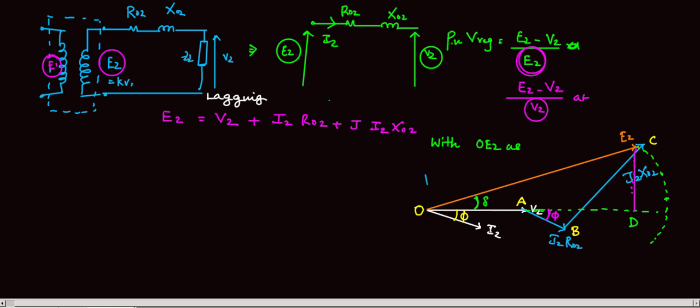So what is the voltage regulation? Per unit voltage regulation equals E2 minus V2 by E2. So what is E2 here? This is D dash, so E2 is OD dash. What is V2 here? It is OA. So it is OD dash minus OA divided by OD dash.